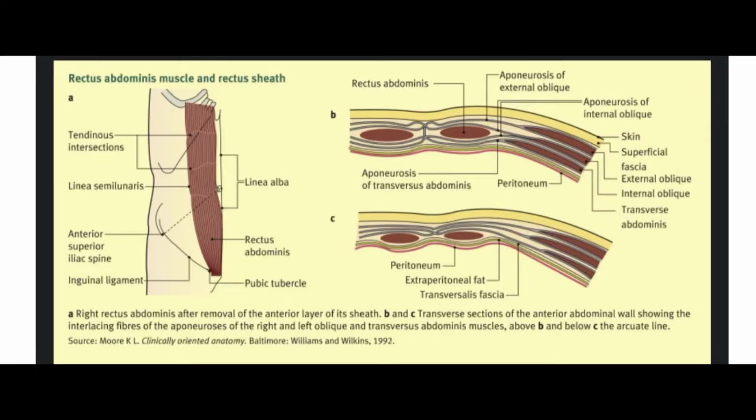But the peritoneal fat is always thicker at the lower part of the anterior abdominal wall. So the last layer is the parietal peritoneum. The parietal peritoneum is the last layer, as I've initially said, and it is loosely attached to the anterior abdominal wall due to the existence of the preperitoneal fat.